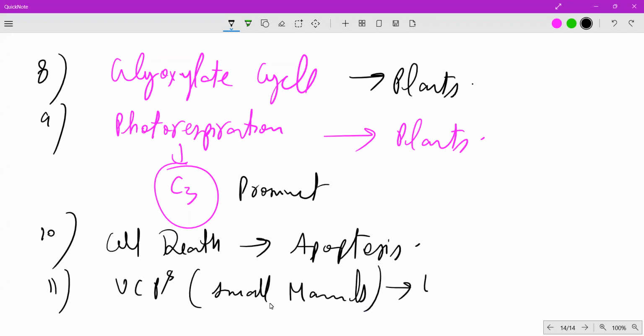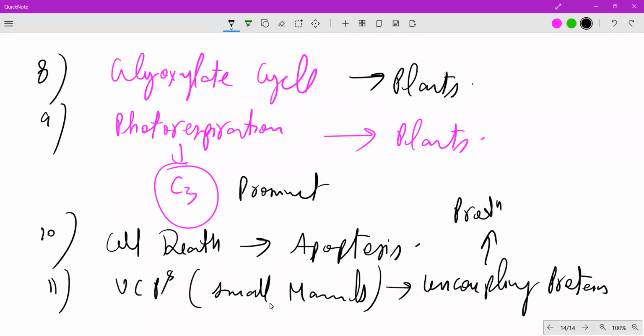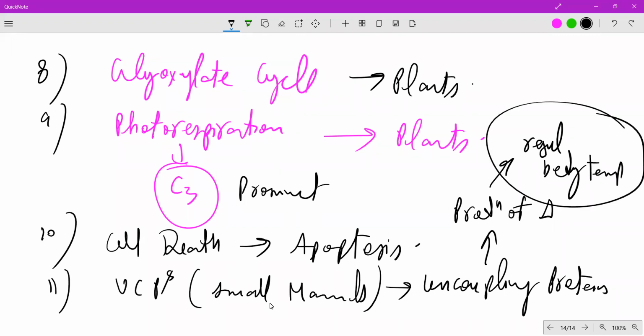What is UCPs? They are the uncoupling proteins. And we know these uncoupling proteins, they are involved in production of heat. And that is how they regulate the body temperature in small mammals. Look at various functions, my friend. और भी बहुत सारे functions हैं.